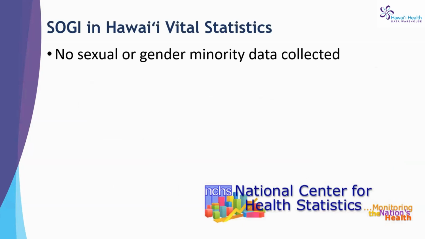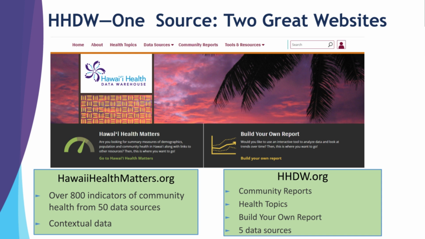And then last, in our vital statistics, no sexual or gender minority data is collected, and perhaps in the future this will change. All right, it's time to transition to our demonstration, but before we do, I just want to remind participants that HHDW manages two great data websites, Hawaii Health Matters and HHDW. Hawaii Health Matters offers more context with the data, with resources like reports, plans, fact sheets, and infographics. HHDW gives you the power to create your own reports and customize the data to your needs. Both sites offer SOGI data, as I will show.